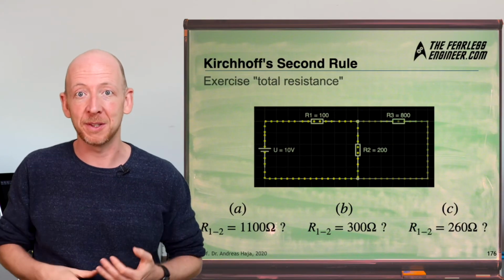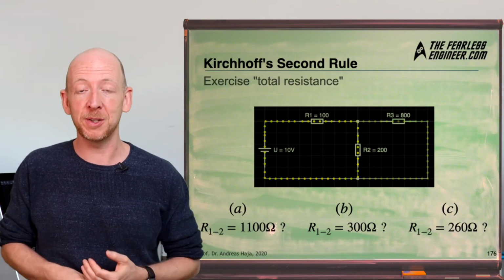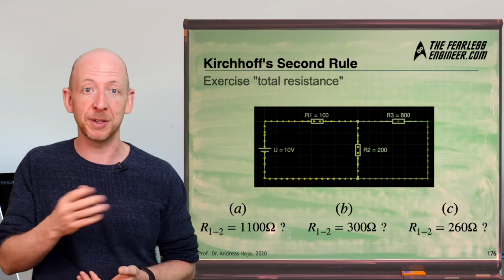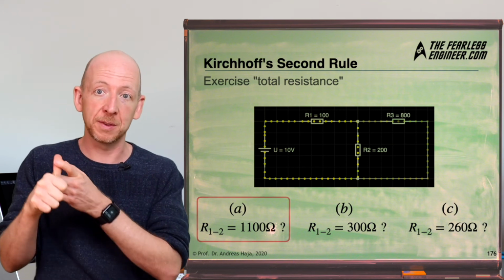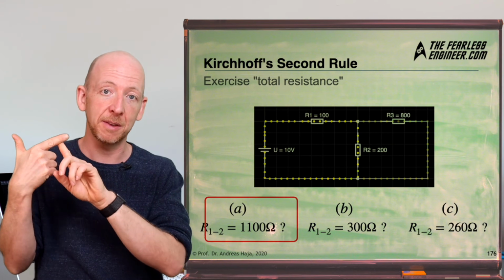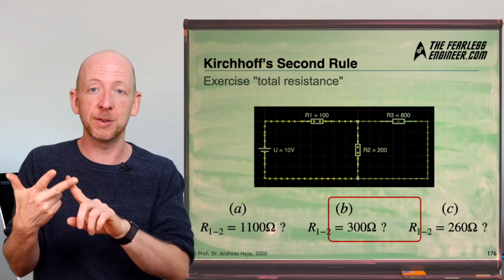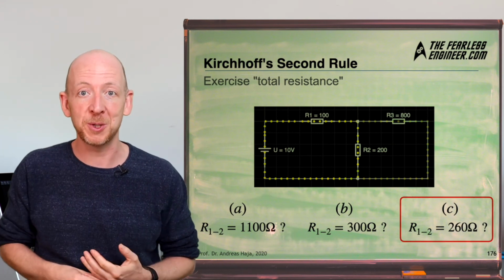Okay, so what's your result? In exams, what we find are usually three typical answers over and over again. The first is 1100 ohms, the second is 300 ohms, and the third is 260 ohms. And is your solution among these?